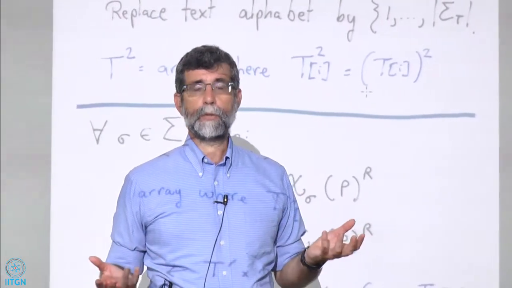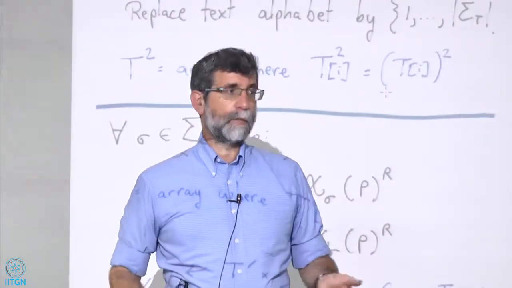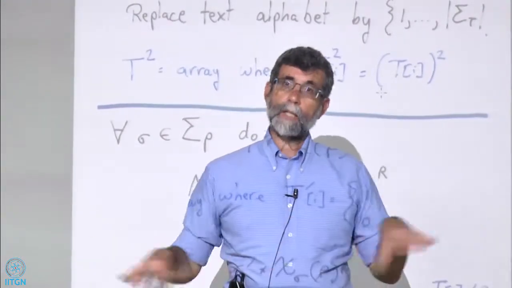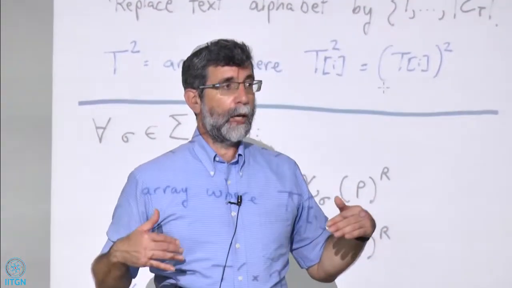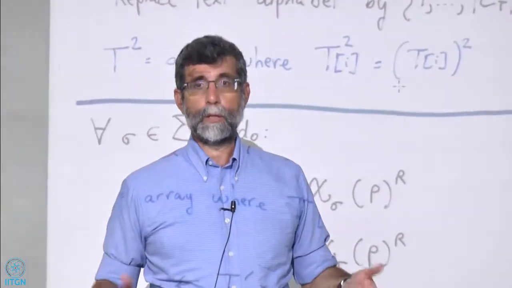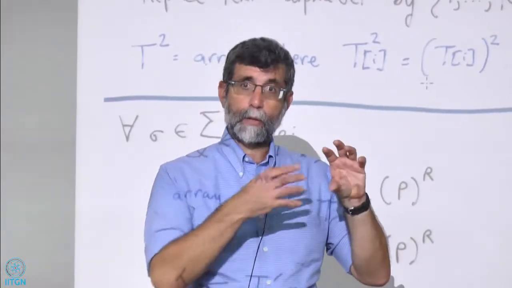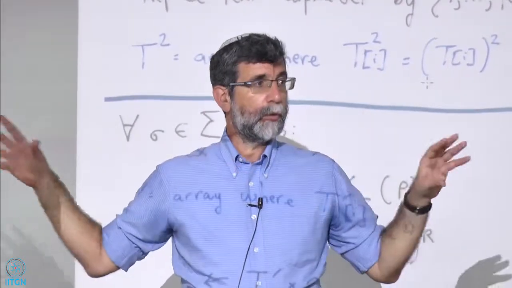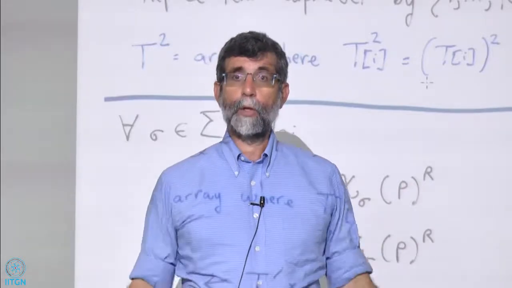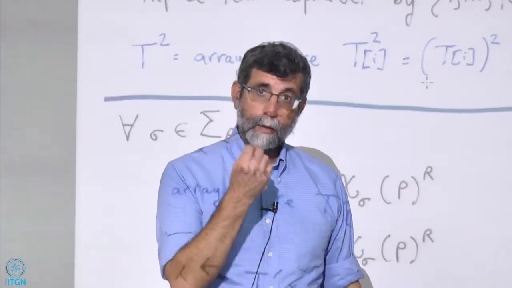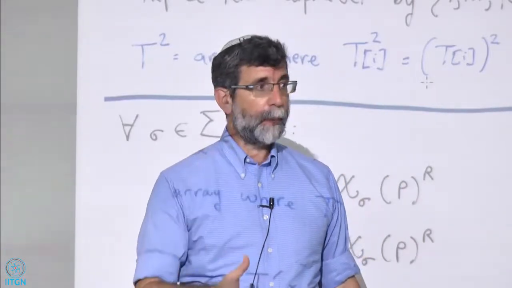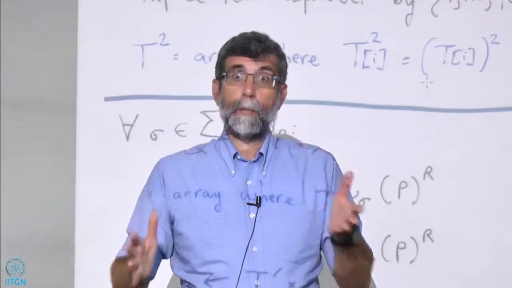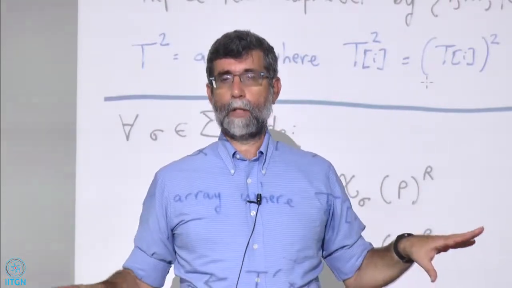How do I get the sum of square of the elements? Another convolution. This time, take the entire text and square it. Every element, take it, multiply it by itself. Now you have the squares. When you do a convolution against chi A of the pattern, what you're getting is the sum of the squares. Now you got everything.